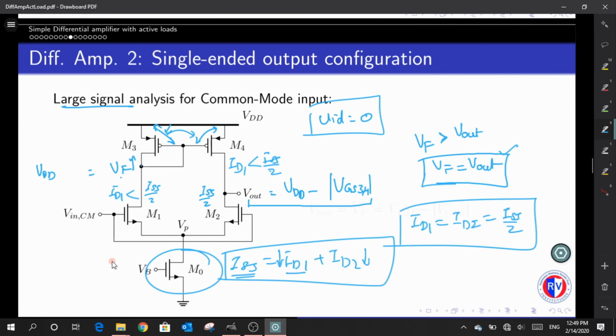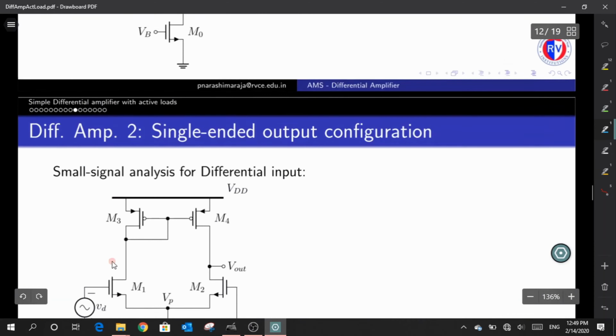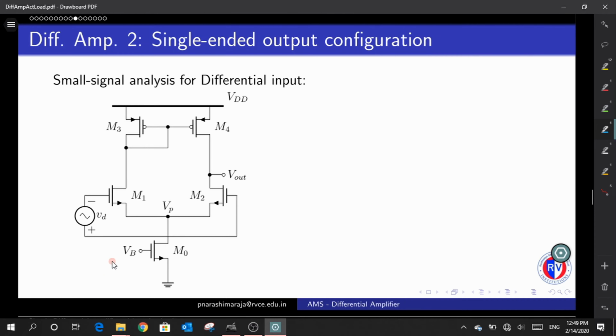I discussed the large signal analysis for both common mode input as well as for differential inputs. So now let us try the small signal analysis for differential input. I want to find the differential gain of the circuit. The way that I am going to evaluate the differential gain is the computation of GM times R out. Shall we try to do that?